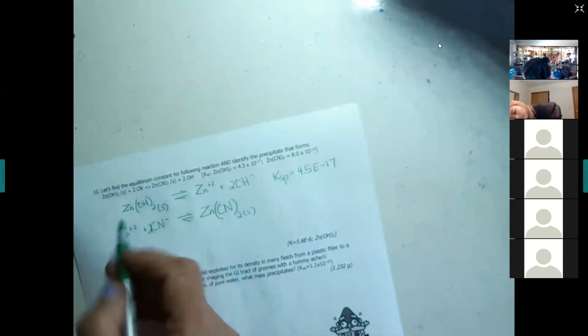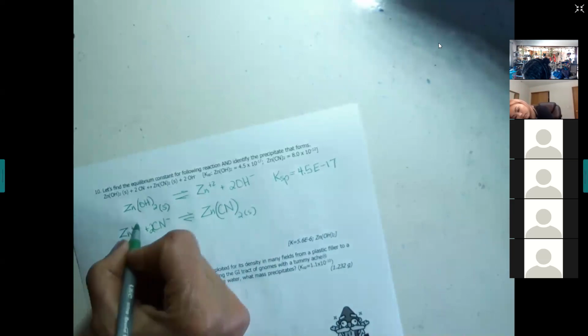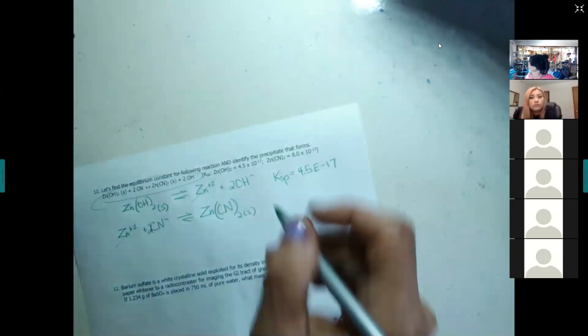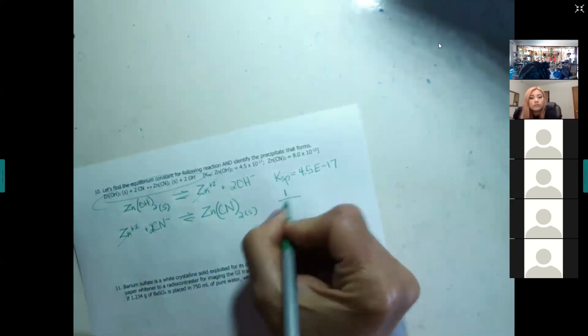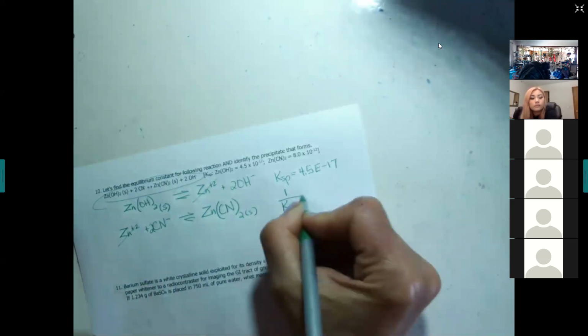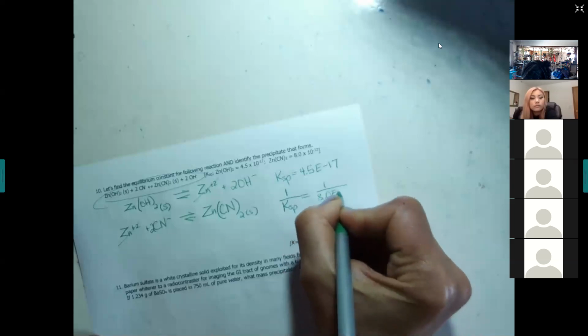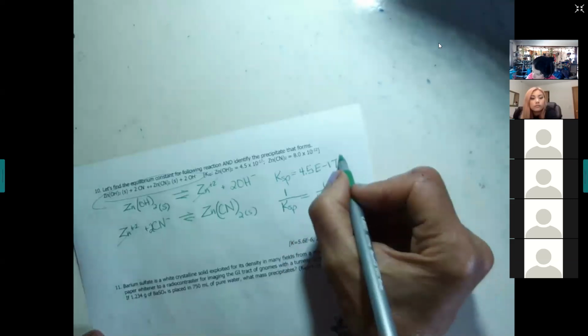Zinc is a positive 2 charge. It likes to be a 2, combined with 2 OHs. And so in the net, which was up here, the zincs canceled. Since we flipped the equation, we're going to do 1 over the KSP. So we're going to do 1 over 8.0 e to the negative 12. And then you multiply these.